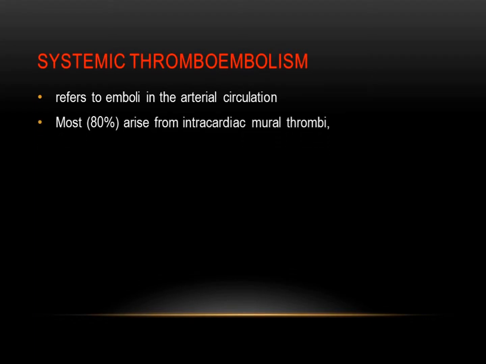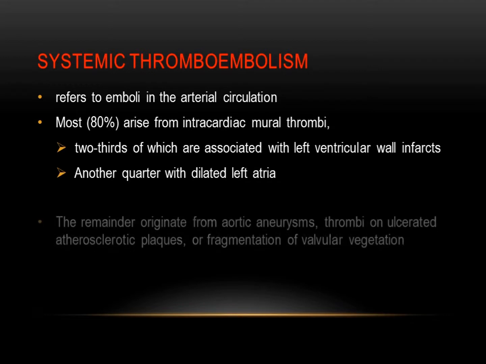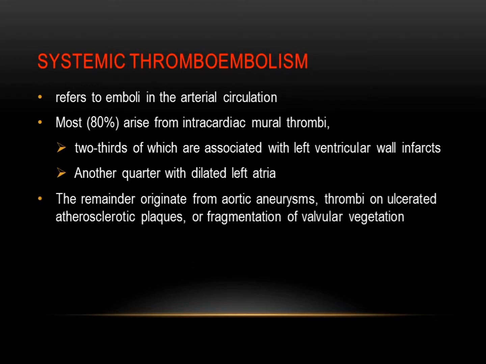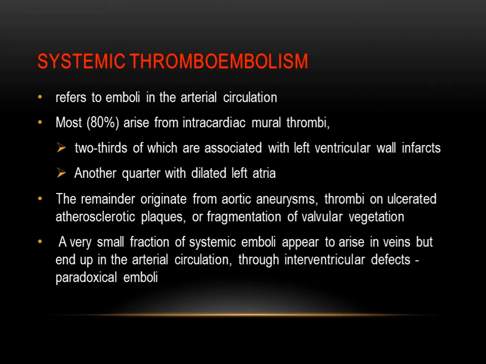Most systemic emboli, 80%, arise from intracardiac mural thrombi. Two-thirds are associated with left ventricular infarct, and another 25% with dilated left atria, for example secondary to mitral valve disease. The remainder originate from aortic aneurysm, thrombi on ulcerated atherosclerotic plaques, or fragmentation of valvular vegetation. A very small fraction of systemic emboli appear to arise in veins, but end up in the arterial circulation through an interventricular defect: paradoxical emboli.